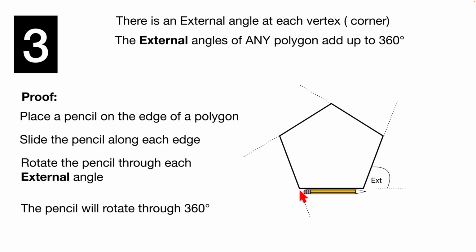Let's see that again. Notice the pencil's pointing this way and the head of the pencil's at this end pointing this way. And let's rotate it around each of these external angles. And lo and behold, it's pointing in that direction again, having gone all the way around.